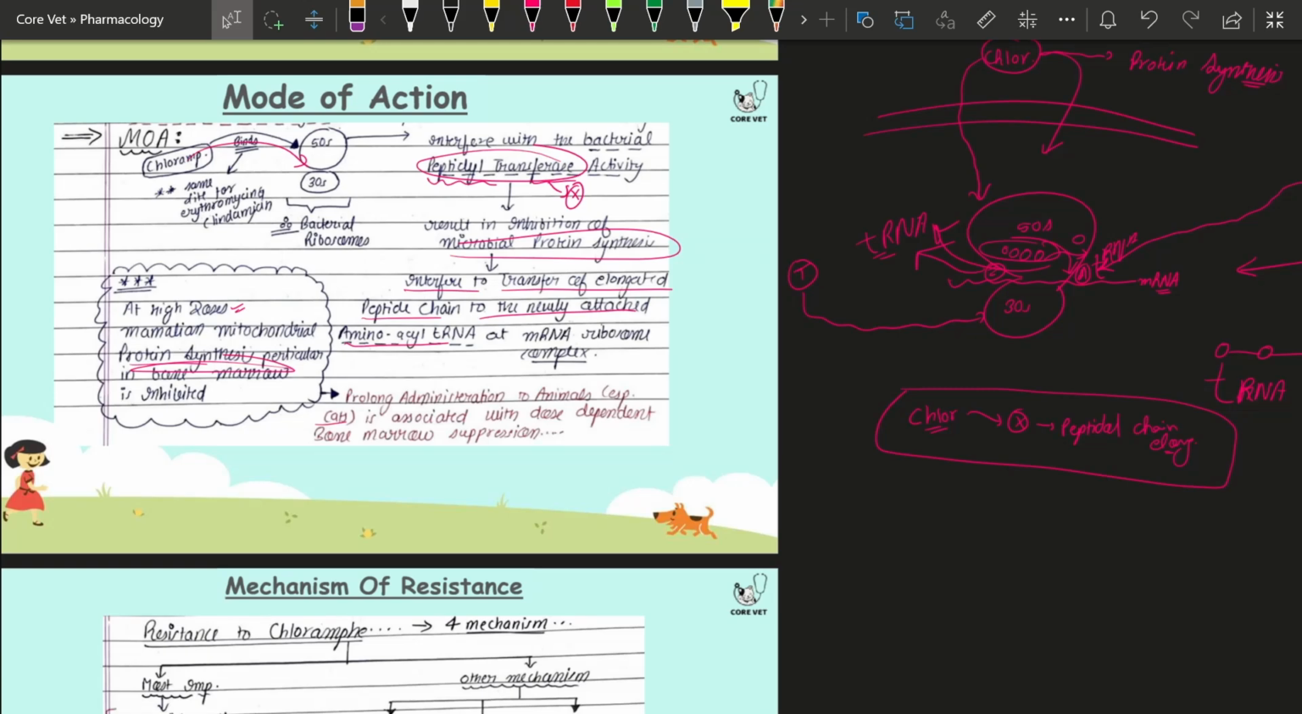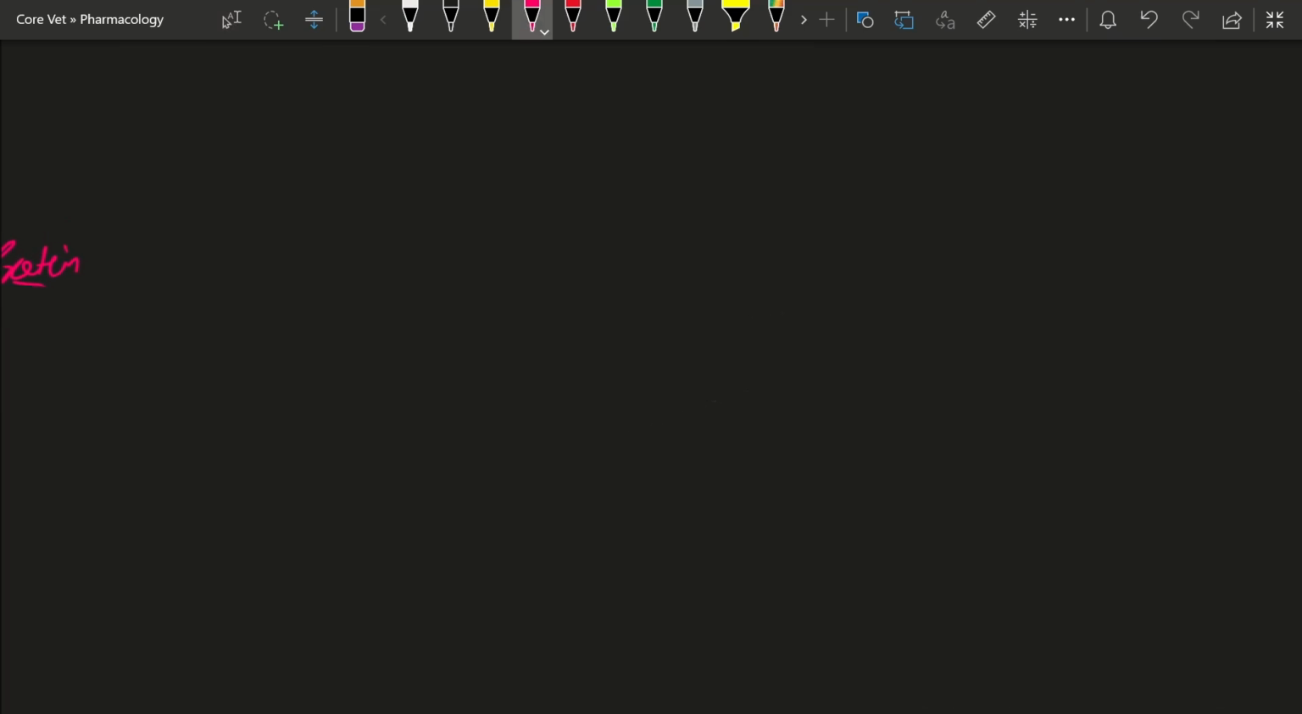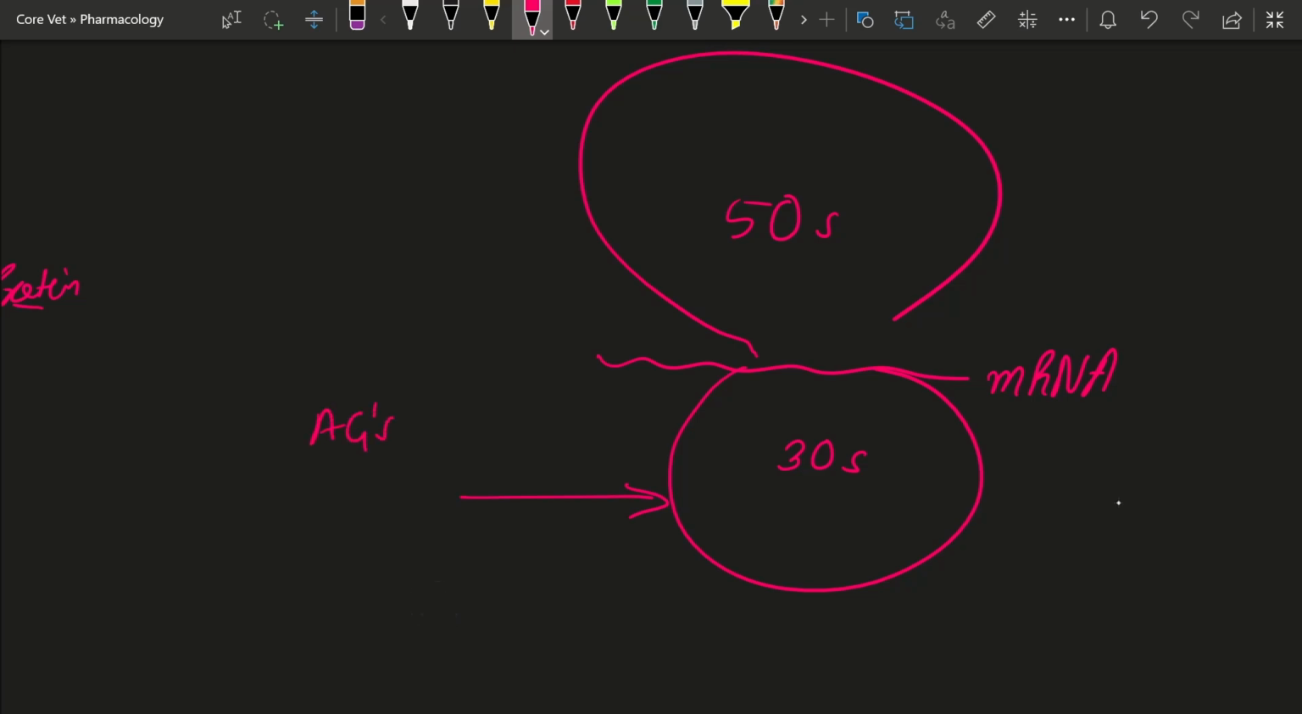One more important thing is there. Remember the sites. This is the mRNA, right? This is the mRNA. This is your 50S subunit, and this is your 30S subunit. Now remember the aminoglycoside and tetracycline were acting on the 30S subunit to inhibit the protein synthesis.